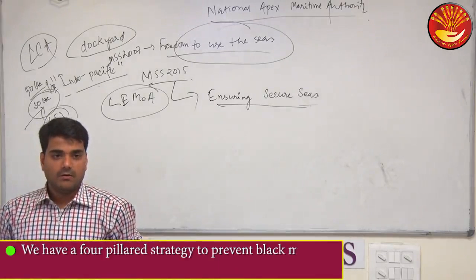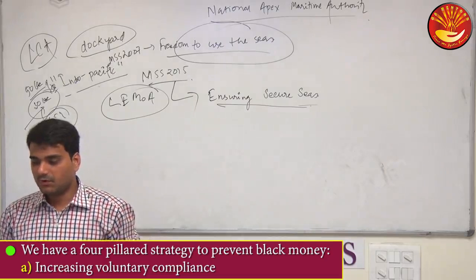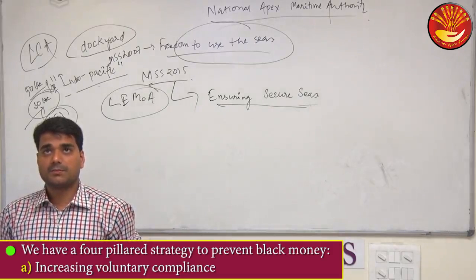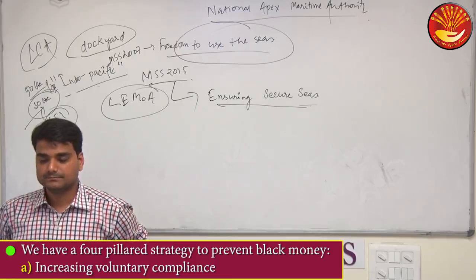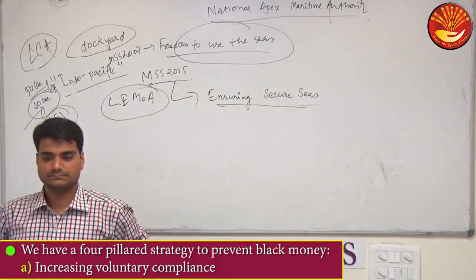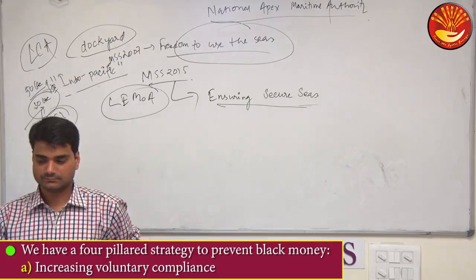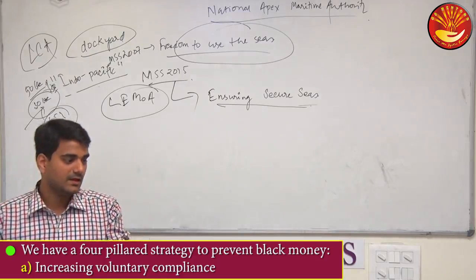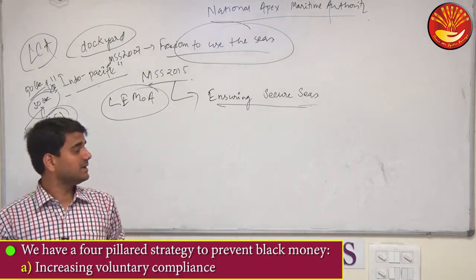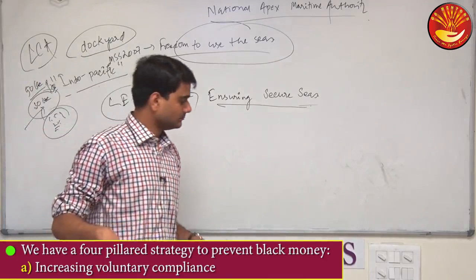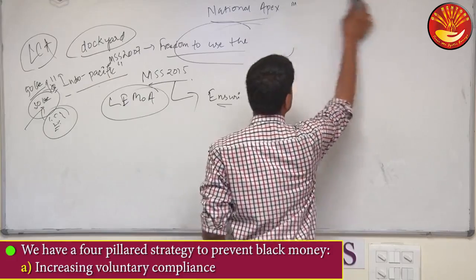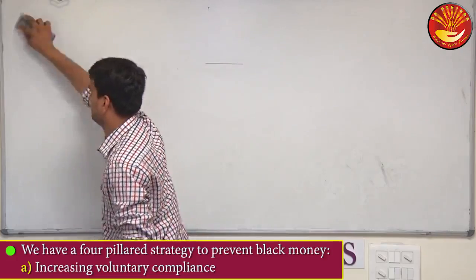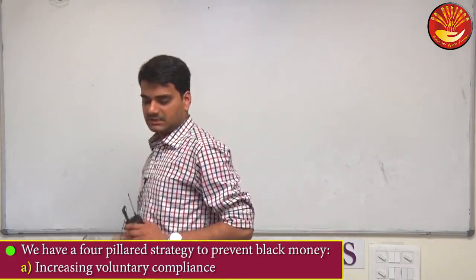we have a four-pillar strategy to prevent black money. The four-pillar strategy to prevent black money. The first one is increasing voluntary compliance. First one is increasing the voluntary compliance.